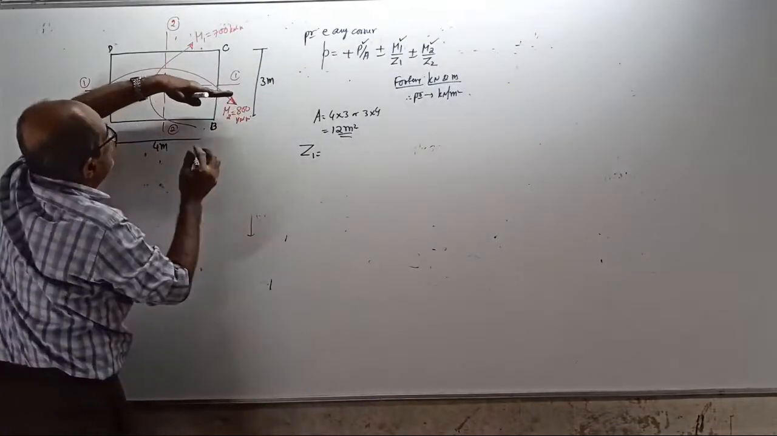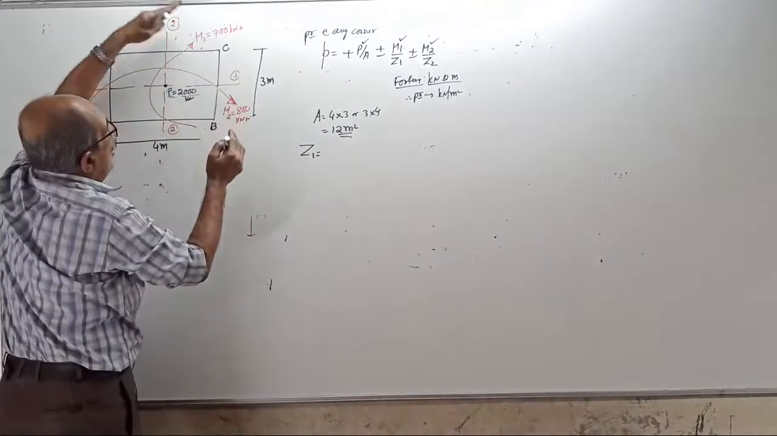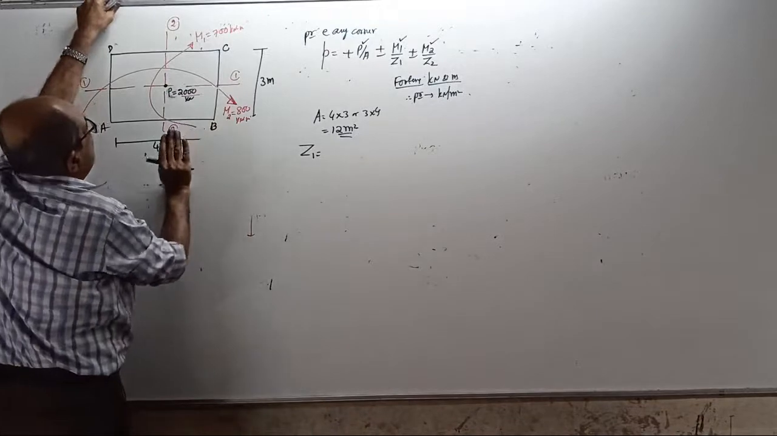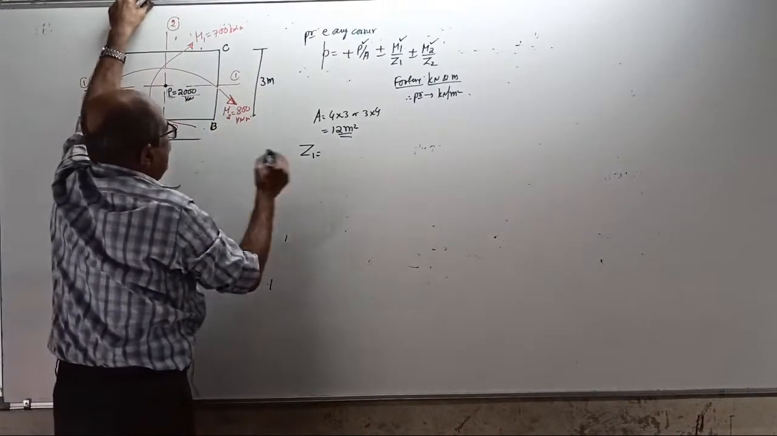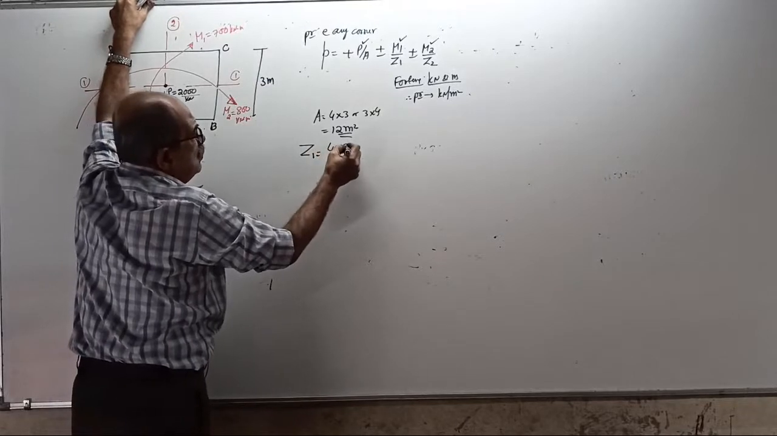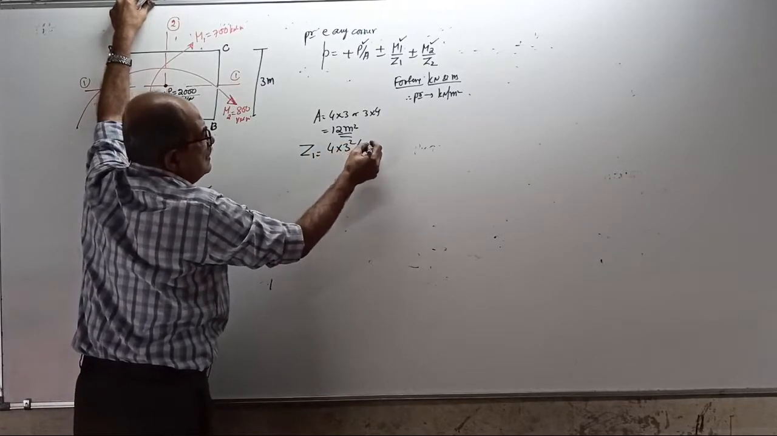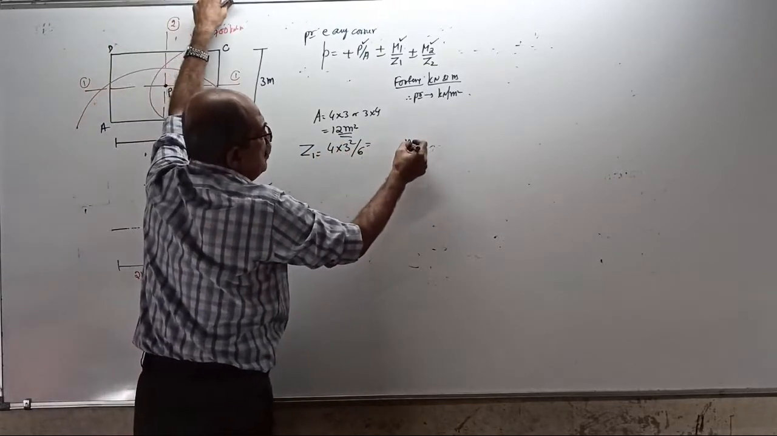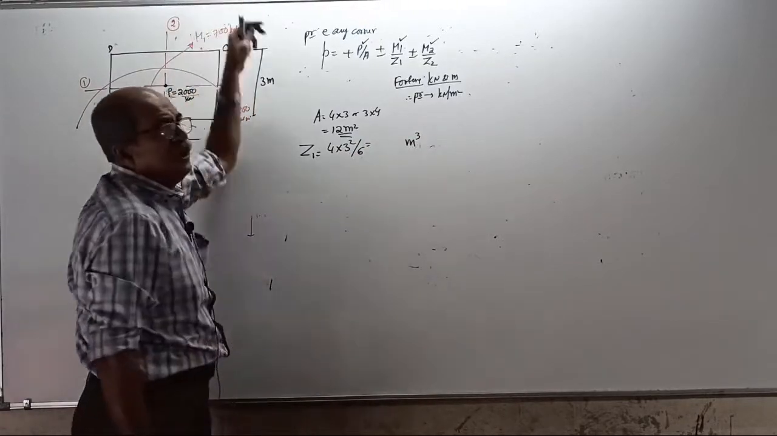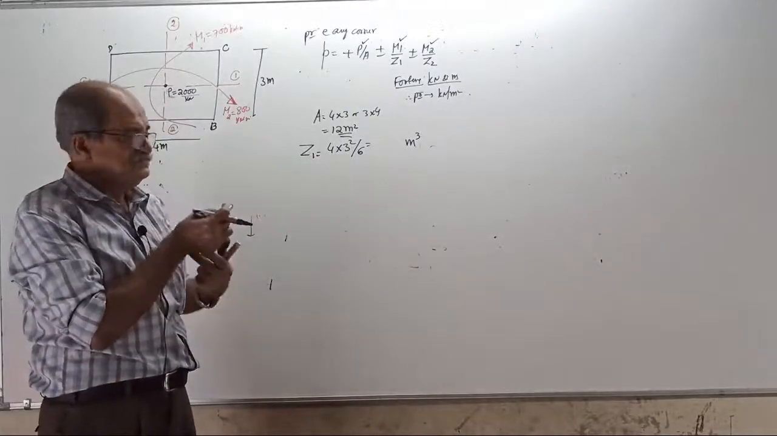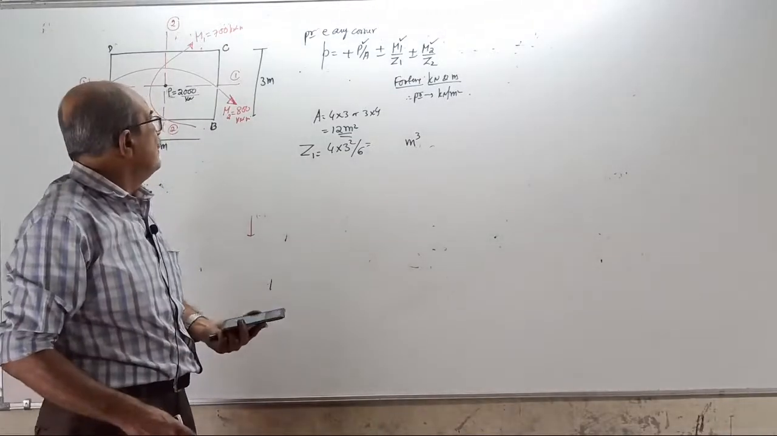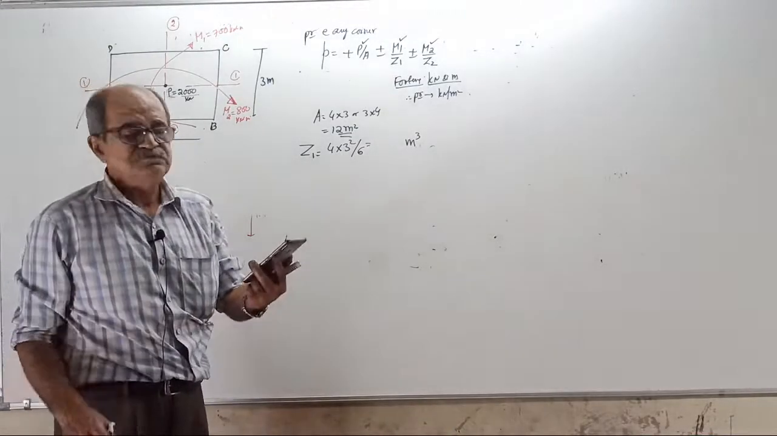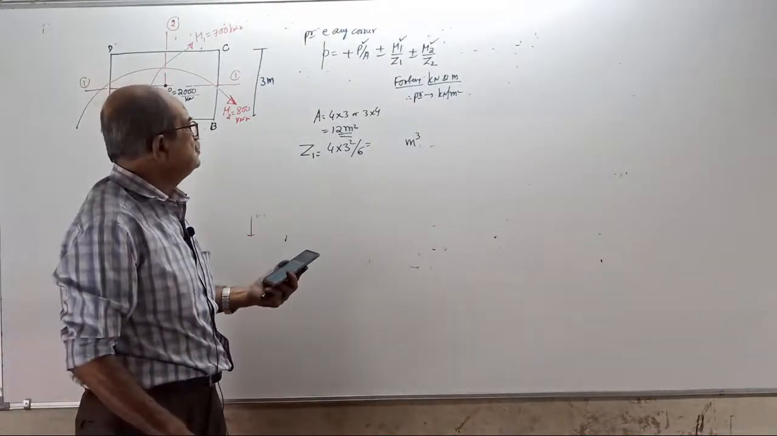For axis 1 meter, M1 squared. 3 meter, Z1 equals 4 into 3 squared by 6. It will come in meter cube. Tell the answer: 4 into 3 squared by 6. L1, L2 not required.